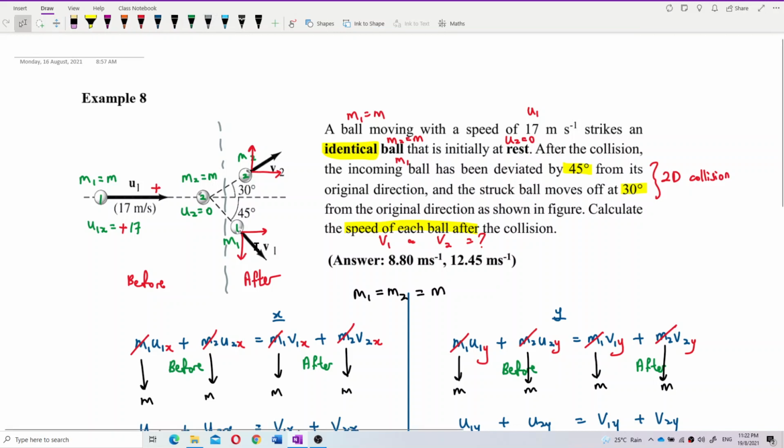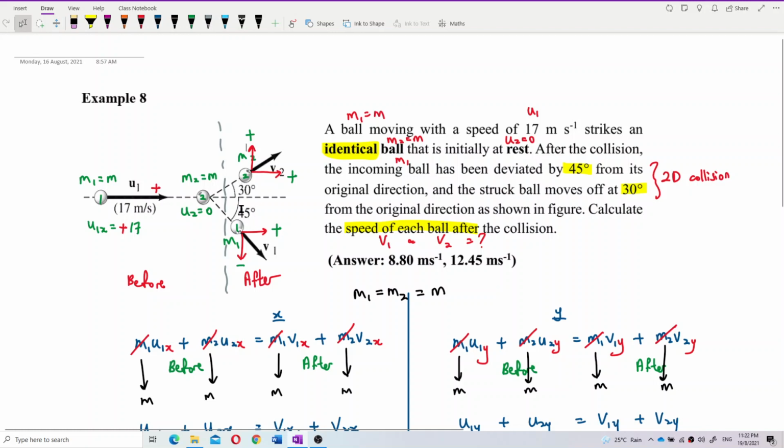Like you see, look at v1. The x component is positive because going to the right. But the y component is downward, so you should put a negative sign. And then v2, the x component is to the right, so it's positive. The y component is upward. Upward is positive also. All those components.